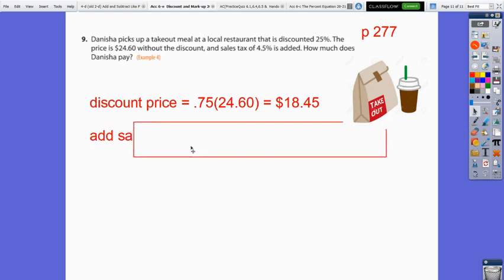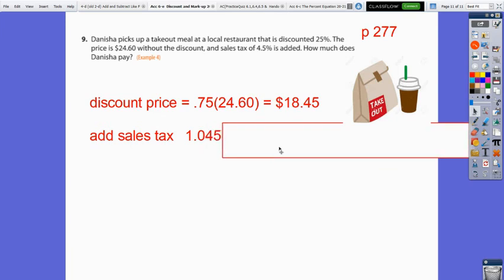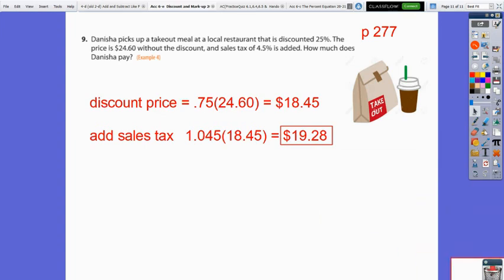Now add the sales tax. We will do that in one step also. 1.045 is an addition of 4.5% onto the price. So that times 18.45. And the total bill for Denisha at the end is $19.28.